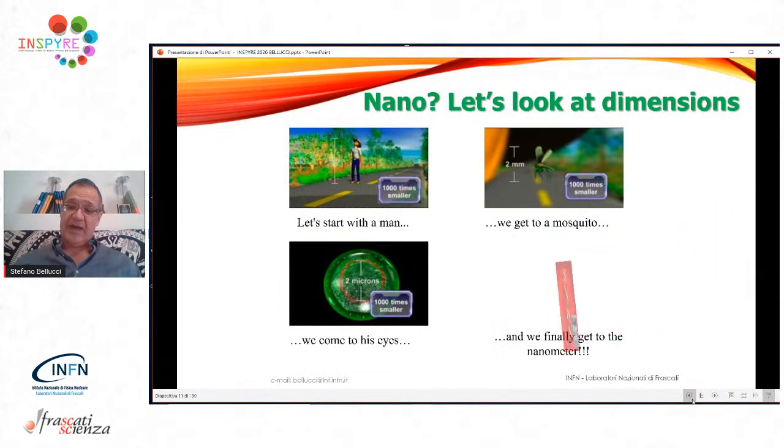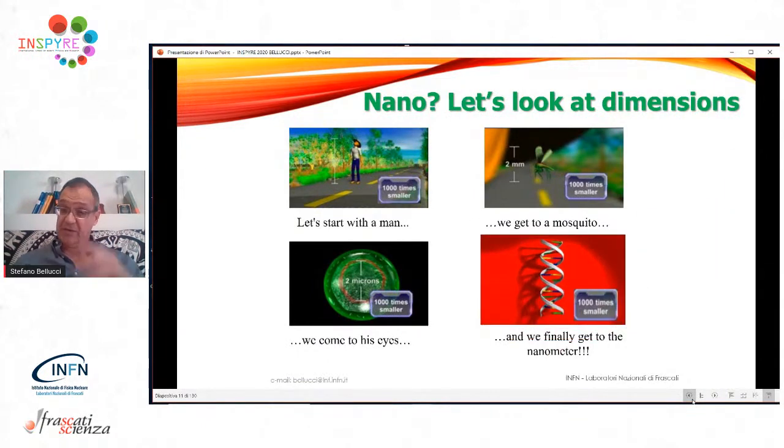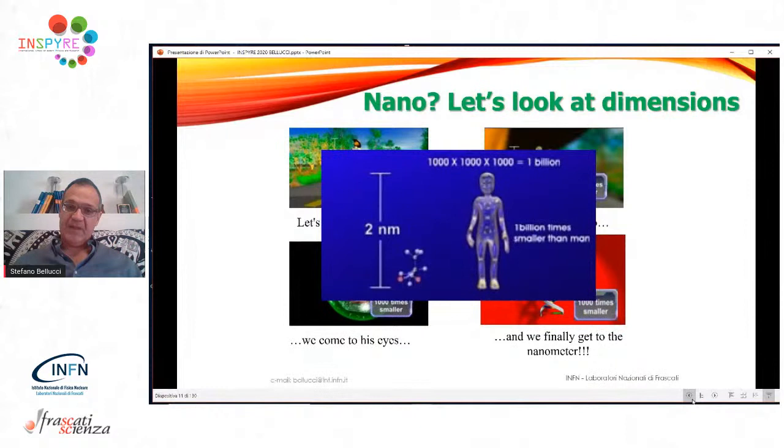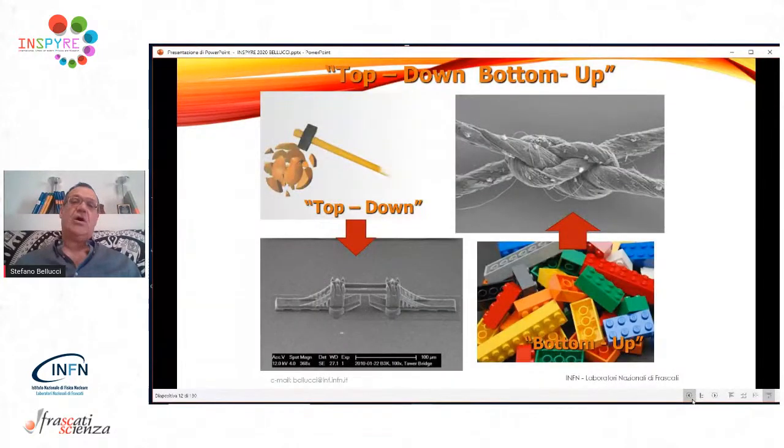If you get down by an additional factor 1,000, you finally get to the basis of life, that is the DNA. The typical DNA molecule size is 2 nanometers. So all in all, we have divided the size of a human being by a factor 1 billion to get down to the basis of living organisms, that is the DNA, and it is a truly nanometric object.